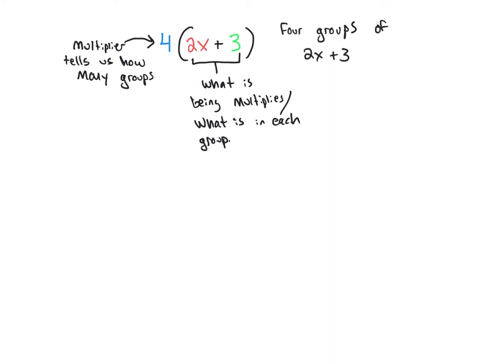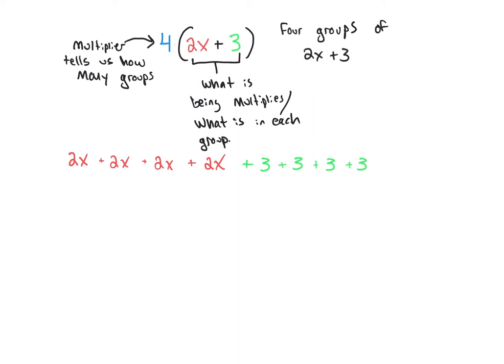So I'm going to show a visual of what this actually means. If I have 4 groups of 2x plus 3, we could imagine that this would be 2x plus 2x plus 2x plus 2x, right? There are 4 groups of 2x, and then plus 3 plus 3 plus 3 plus 3. There are 4 groups of 3.